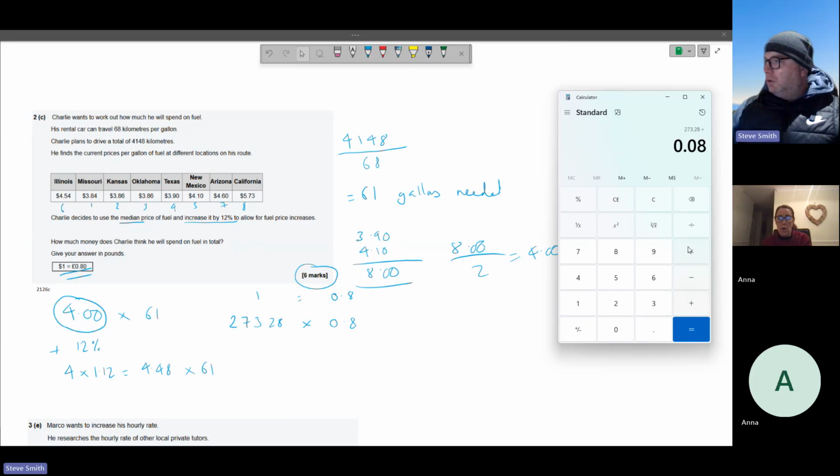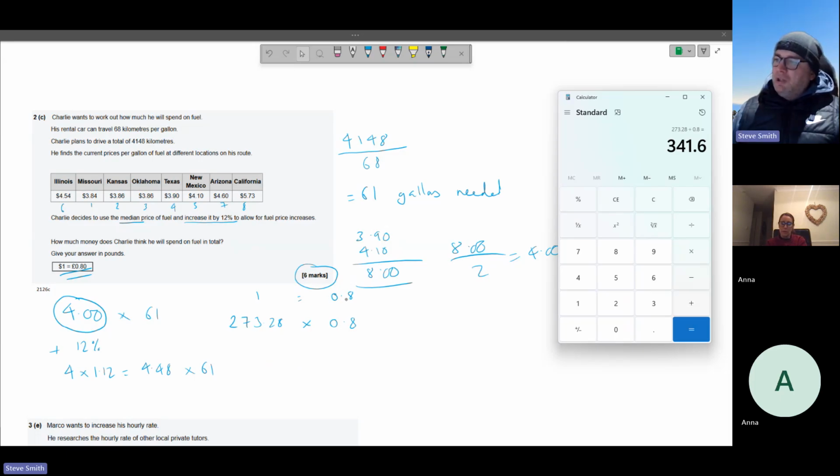273.28 divided by 0.8. We can see that number. Oh, I have to remember the number. I typed it in 273.28 divided by 0.8. Hopefully that works. So we can see if we did it like that, our numbers got bigger, and we can't go bigger.